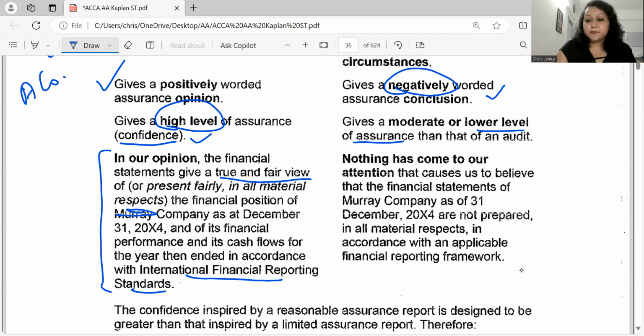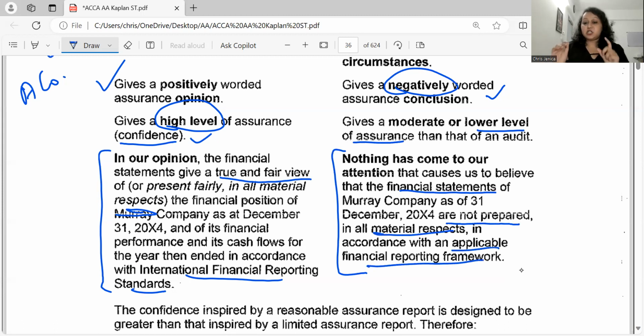So, how are we going to convey in a report? This is how we will be conveying. Nothing has come to our attention that causes us to believe that the financial statements are not prepared in all material respects in accordance with the applicable financial reporting framework. So understand my explanation clearly. Okay. So we are saying in the first way, in this reasonable assurance, we told directly, yes, it is true and fair. From whatever procedures I have performed, I am declaring that yes, my opinion is that the financial statements are true and fair. But when it comes to the limited assurance engagement, I cannot directly tell them yes, it is true and fair.